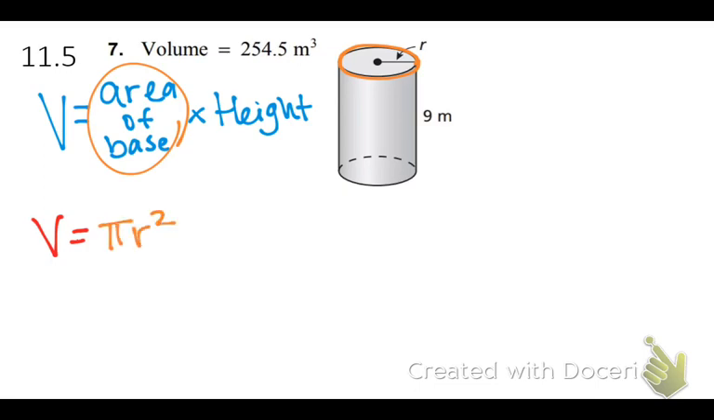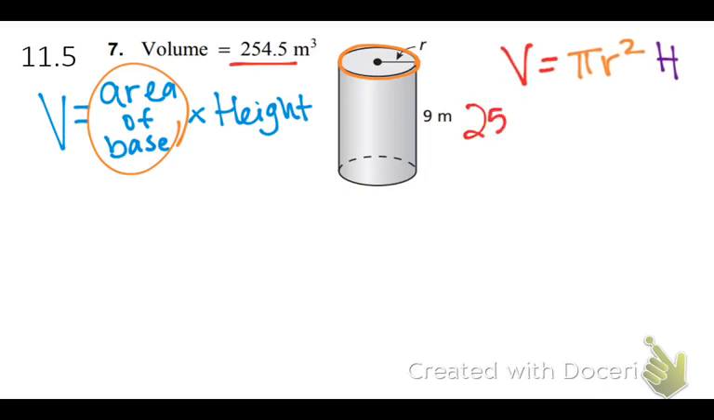And then what could we use to represent the height of the cylinder? 9. Well, I'm going to use h for now. We'll use 9 in a minute. All right, so what am I going to plug in for volume? 254.5.